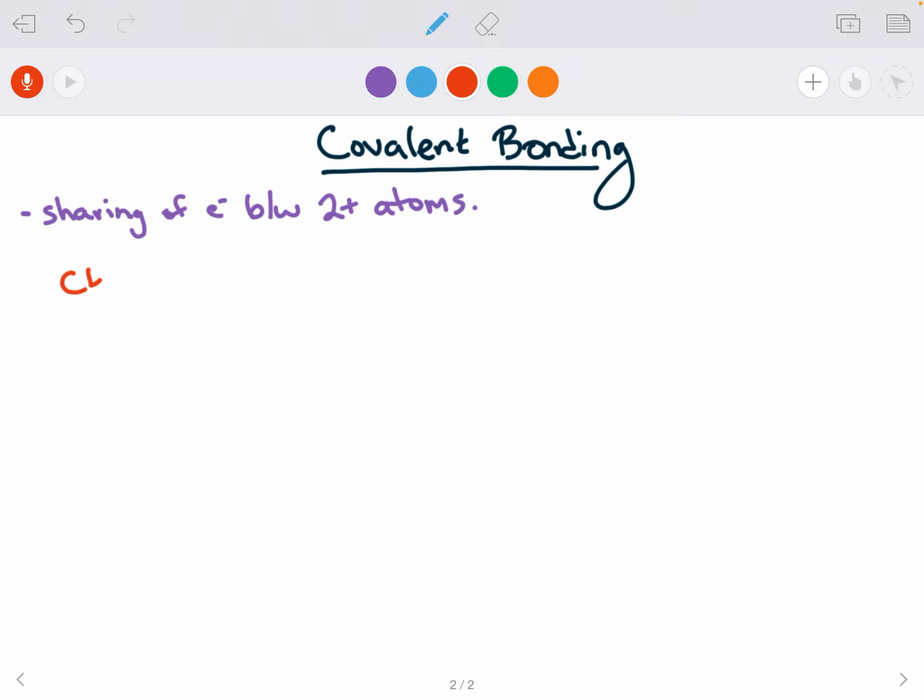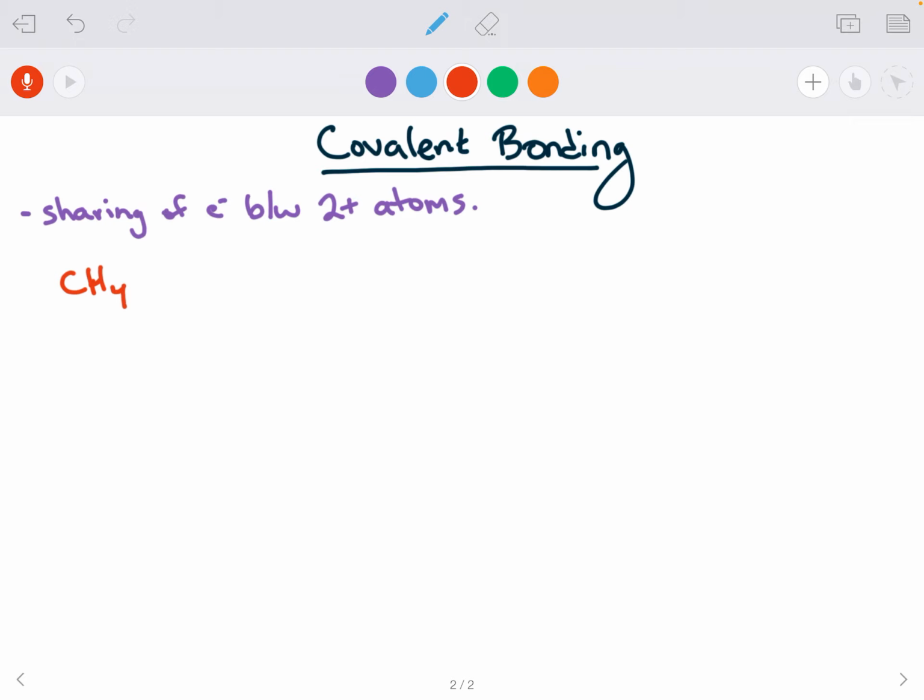First one, we'll look at the molecule methane. Notice I use the word molecule here because molecules are specifically compounds that are made up of covalent bonds. That's the definition of a molecule, one that's made up of covalent bonds. So we have carbon and 4 hydrogens.